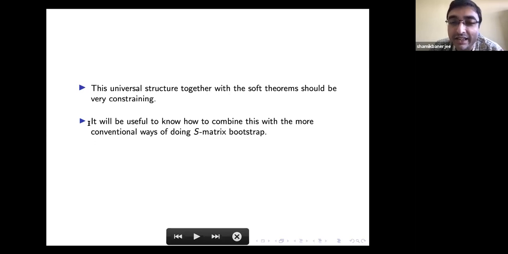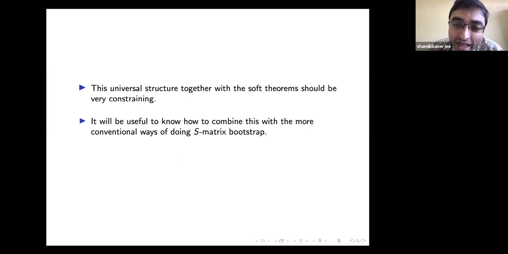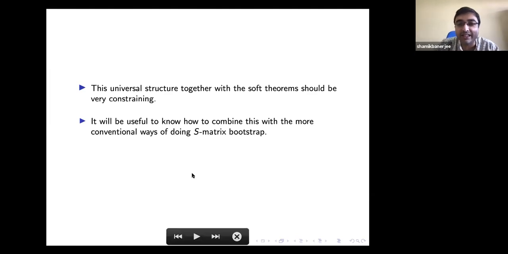And I think it would be nice to know how to combine these things with the more conventional ways of doing the S-matrix bootstrap. The usual S-matrix bootstrap, of course, if it's a massive theory, is extremely well defined. But once you have massless things in the exchange or in the external legs, some of these structures in the Mandelstam plane become not so useful perhaps. So if we combine these things, that can probably give us a different and useful thing. Yeah, so I just stop here.